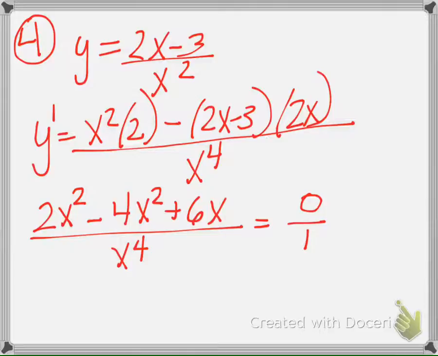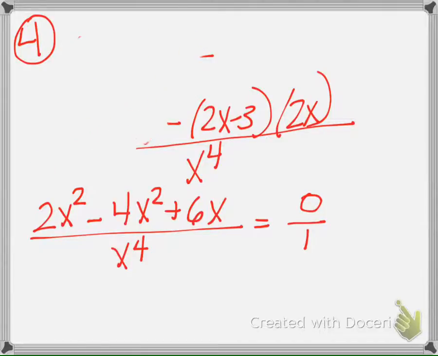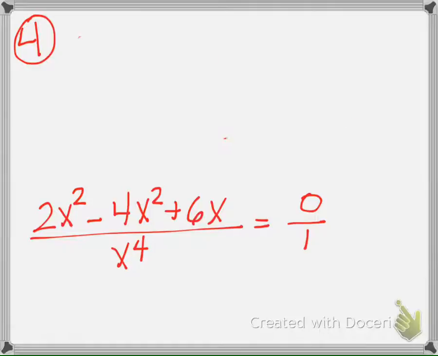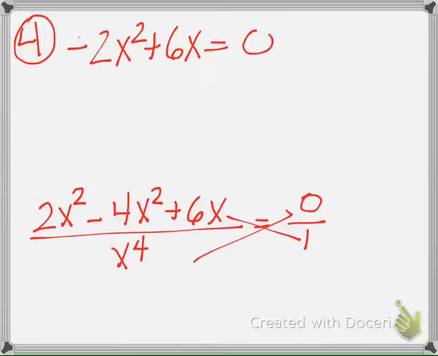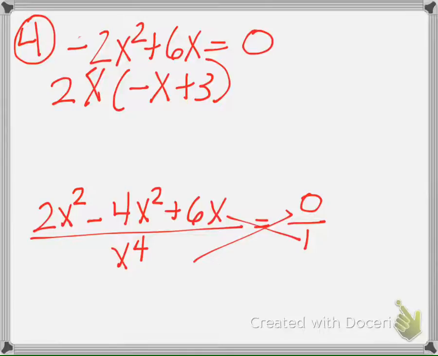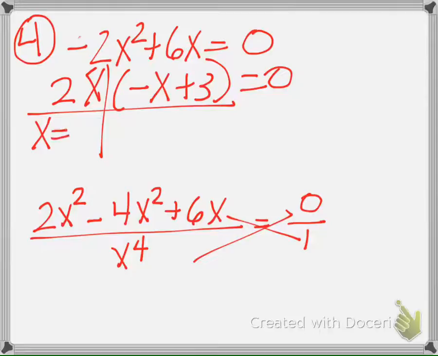Okay, I'm going to make a little bit of room. Okay, I'm going to cross multiply. Okay, I can factor out 2x. So I get two solutions. I get x equals 0, and I get x equals 3.